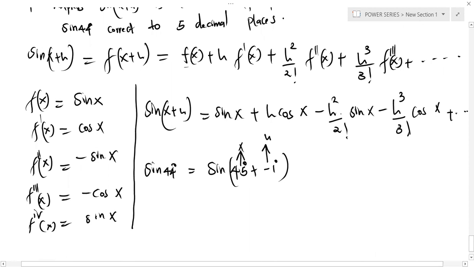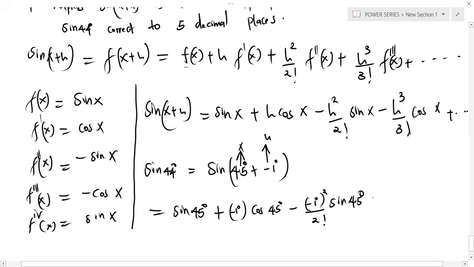So if we replace the values in this expression here, we will have sine x, that is sine 45 degrees, plus h, our h is minus 1 degrees, which we will definitely have to convert to radians. So we have minus 1 degrees there, cos of x, which is cos of 45 degrees, minus 1 degree squared over 2 factorial sine of 45 degrees, minus 1 degrees cubed over 3 factorial cos of 45 degrees.